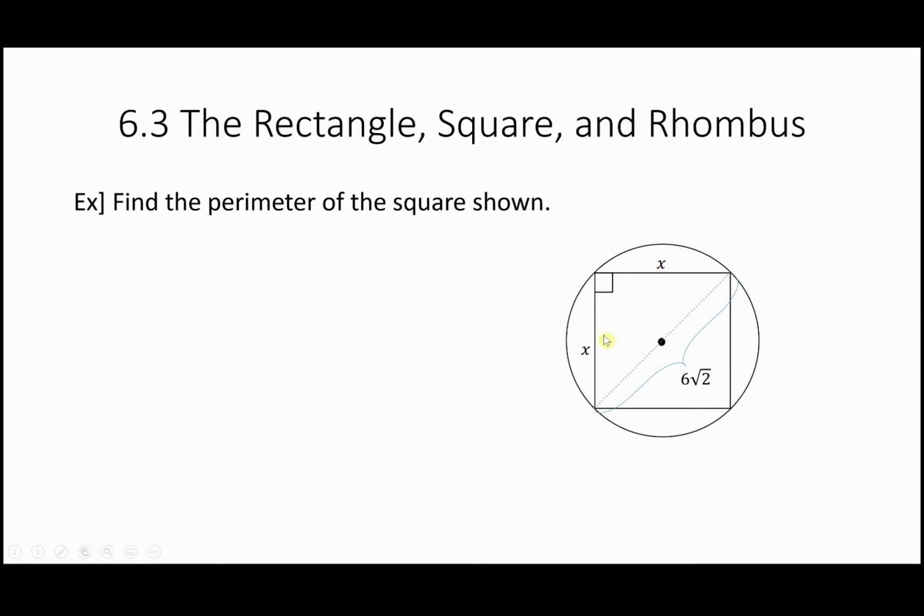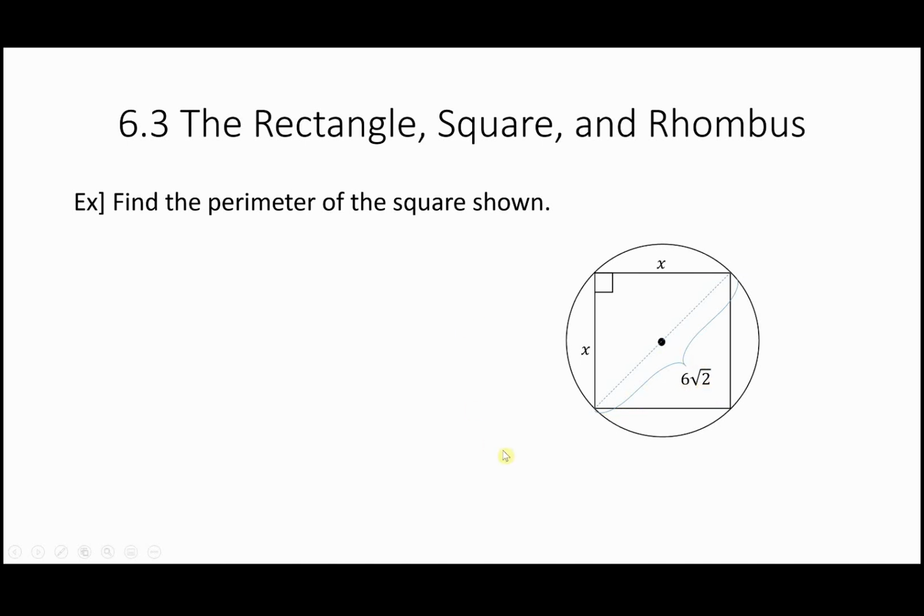And I'll let the other leg be labeled as x as well, because we know that all of the outside edges of our square are the same length. So this leg and this leg of the right triangle being considered are equal, and so we'll just call them the same unknown value of x. The hypotenuse of this right triangle is known to us, the length of it that is, as 6 root 2.